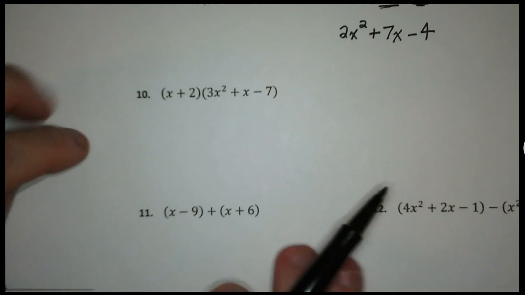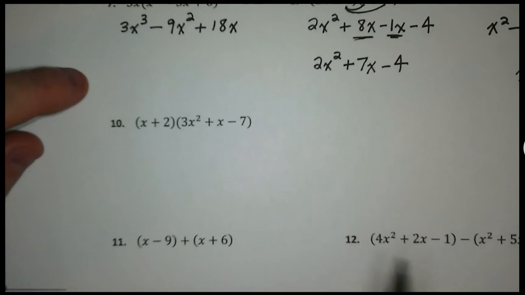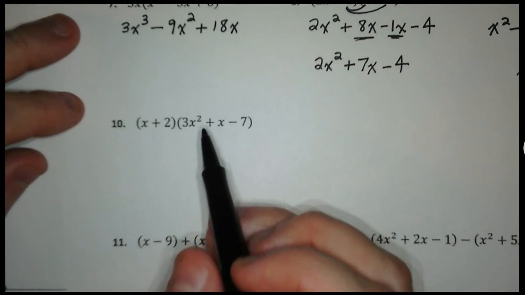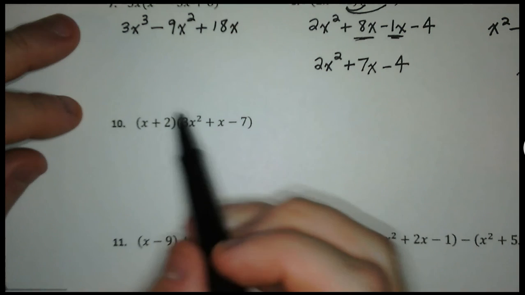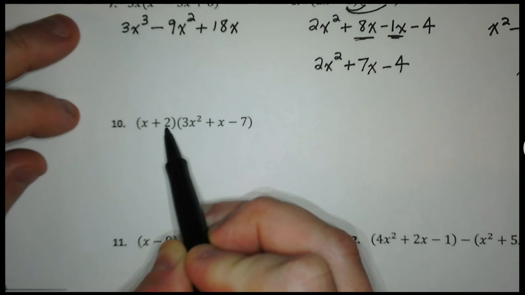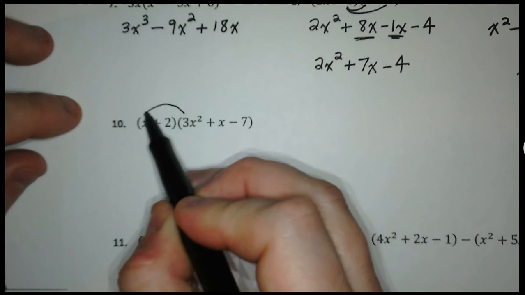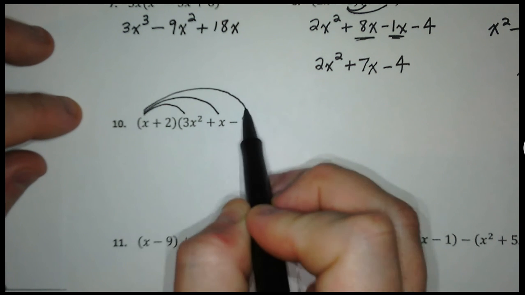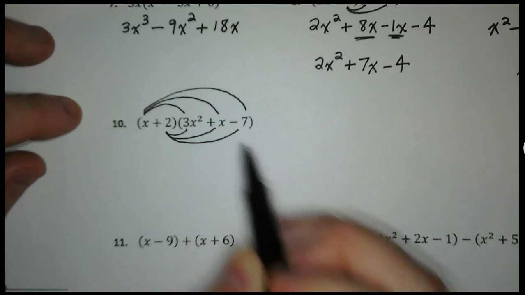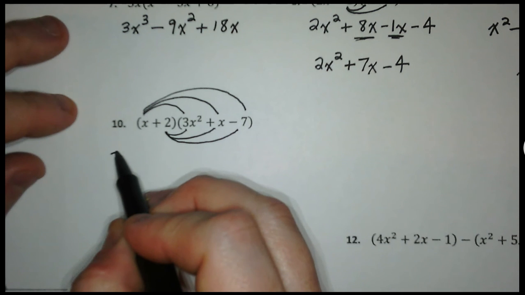Few more to go. Number 10. This is just more distributing. If you want to think of this as taking the distributive property to an even higher level, because you're going to be distributing the x through this second bubble as well as distributing the 2. So we're going to basically multiply the x all the way through, and then we're going to distribute the +2.